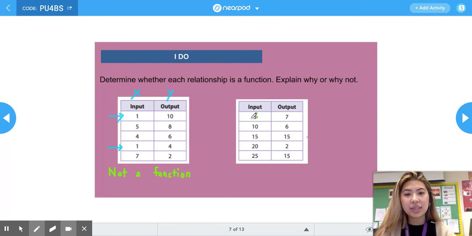And then when we look at this table right here, we see when the input's 5, the output's 7. When the input's 10, the output is 6. When the input is 15, the output is 15. When the input is 20, the output is 2. And when the input's 25, the output is 15. So for every input, there's only one output, and so this is a function.